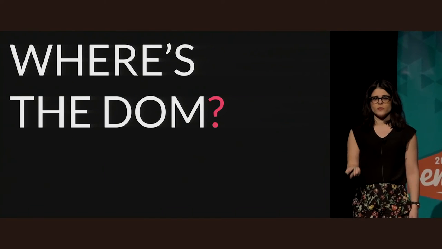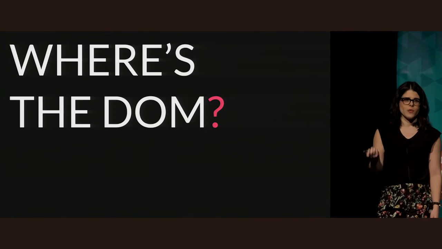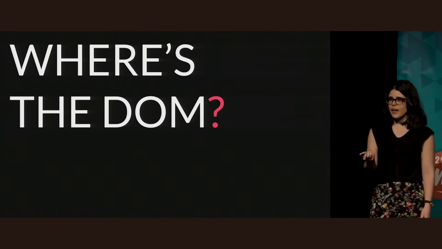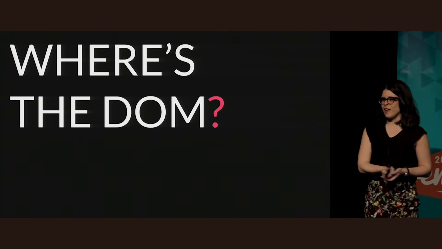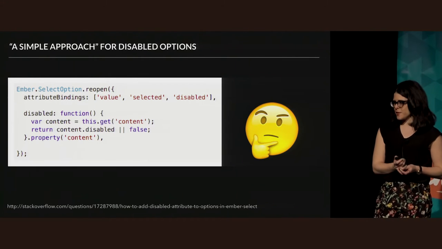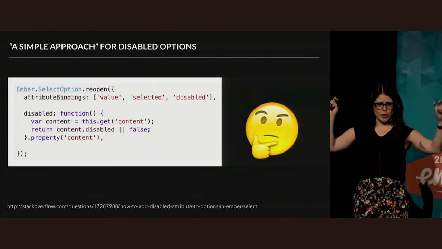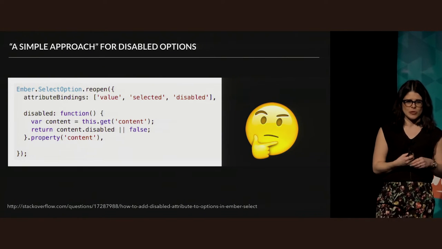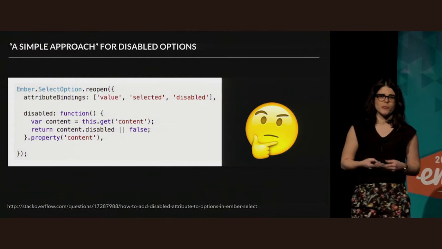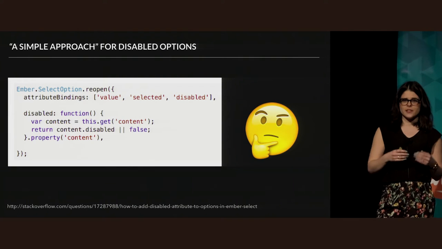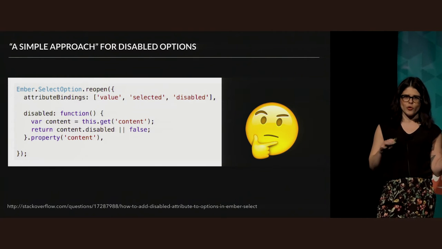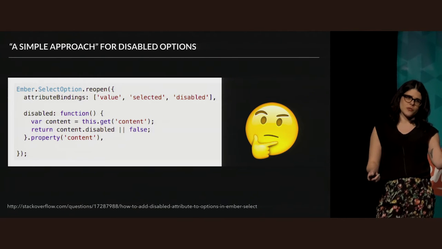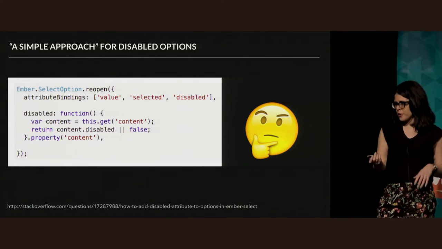The other thing that I found really difficult was I had no idea what HTML, what DOM this thing was actually rendering. I had a simple request to make some elements in a select disabled. And the solution I found, here's a quote from Stack Overflow. This is a simple approach for rendering a disabled option with Ember select. Basically, you have to reopen the built-in view and add the support for disabled. As a new developer, that's a scary thing to do, to go kind of modify and extend core code. It's not super approachable, and if you're used to writing a select in HTML, you're used to just throwing an attribute on there, and so this is a bit of a barrier.